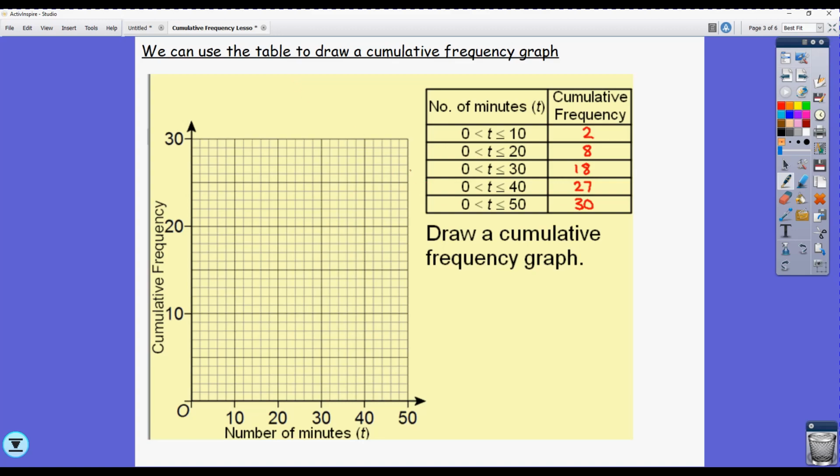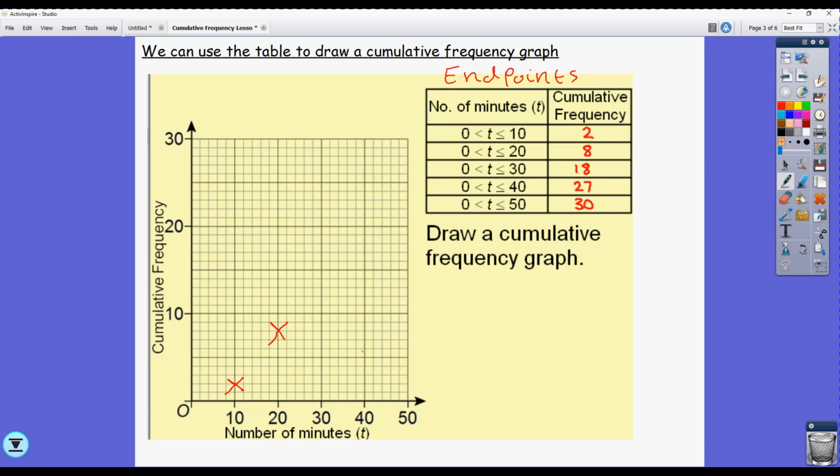Now, one of the main mistakes that people make when they do these graphs is they think, oh, if t is between 0 and 10, I'm just going to go to 5. That is wrong. We do not go to 5. We want to use the end points. So for the first row, we go across to 10, and then we go up to 2. On the x-axis we have the number of minutes, so 10, and then we go up to 2. We always use the end points on the right-hand side. So we look at our scale, it's going to be there. Then we go across to 20, up to 8.